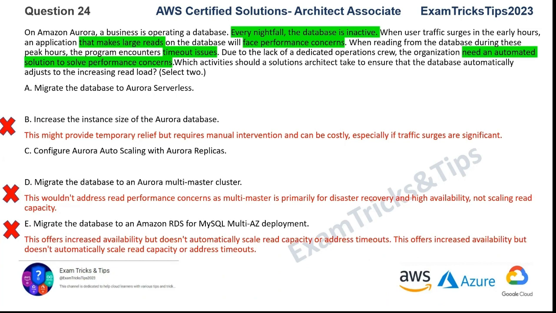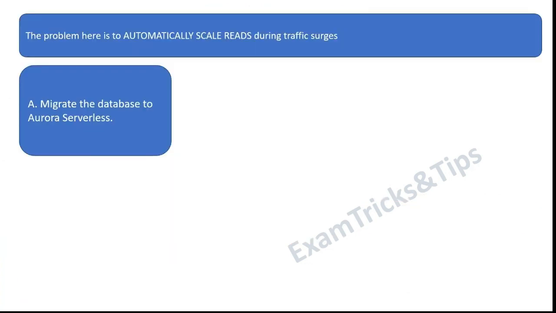That leaves us with the migration to Aurora Serverless, which is option A, and option C, which is configure auto scaling with Aurora replicas. We'll look at these options in detail. The problem we had was that we need to automatically scale reads during traffic surges and improve the read performance. Migrating the database to Aurora Serverless is going to give you automated scaling. Aurora Serverless automatically provisions and scales database resources based on real-time workload. When the demand is low, it will scale down; when the demand is high, it will scale up. So it is perfect for unpredictable workloads, and you only pay for the resources you use. This is going to solve your scaling problem to a very high degree.